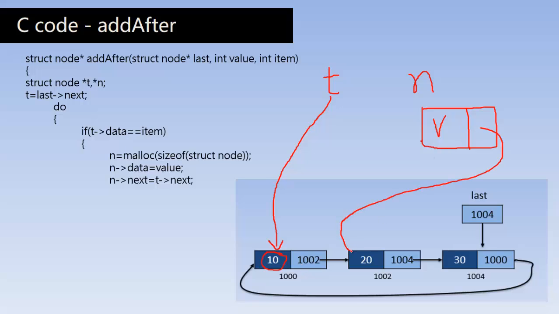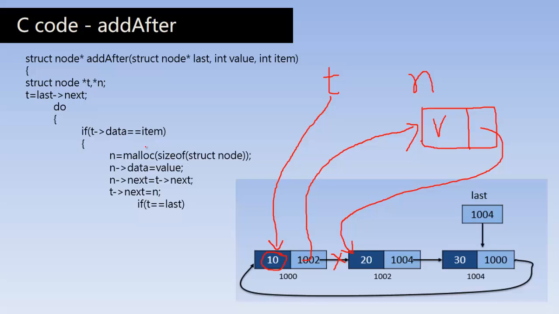By doing that, n will start pointing to the next node, because this has to be in the middle of first and second. And I'll store the newly created node's address inside t arrow next, so this will start pointing to n, and the old link will no longer exist. So the first node is pointing to the newly created node, and the newly created node is pointing to the third node. This will happen whenever t arrow data matches with item.